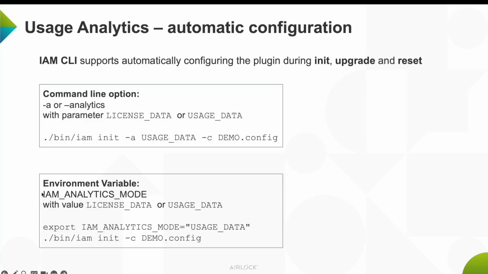The same can be achieved with an environment variable. The environment variable is called IAM_ANALYTICS_MODE, and the values are the same. So if you first set that environment variable, then you can run any number of bin/iam commands, and it will just take your decision from the environment variable. Very important, if the plugin's already in the configuration, you need to neither set the command line option nor the environment variable because the plugin's already there. Then you already had made your decision and no further action is required.